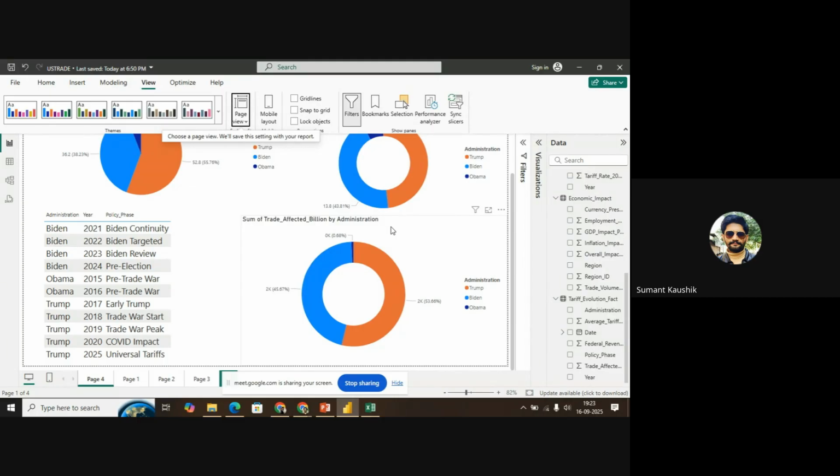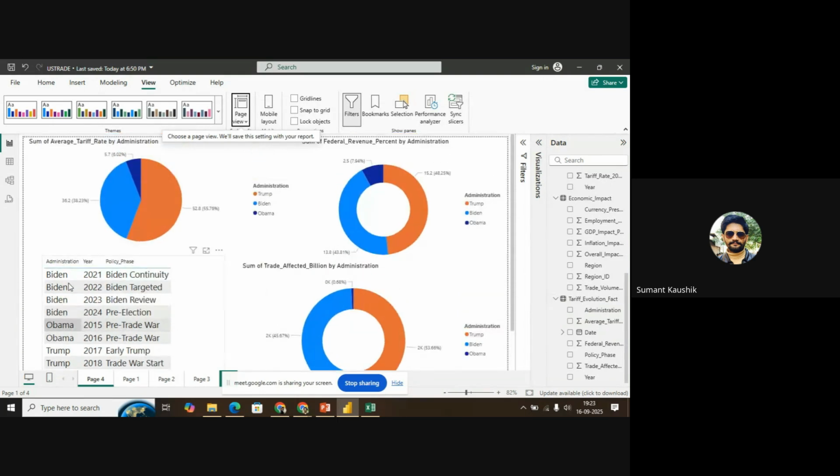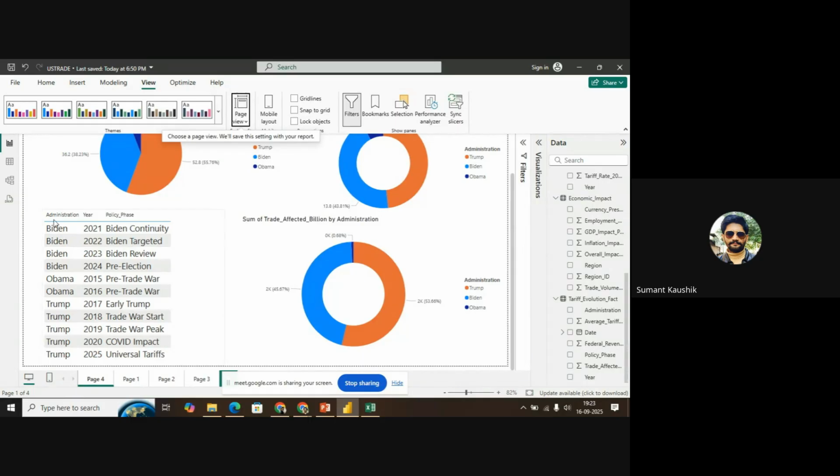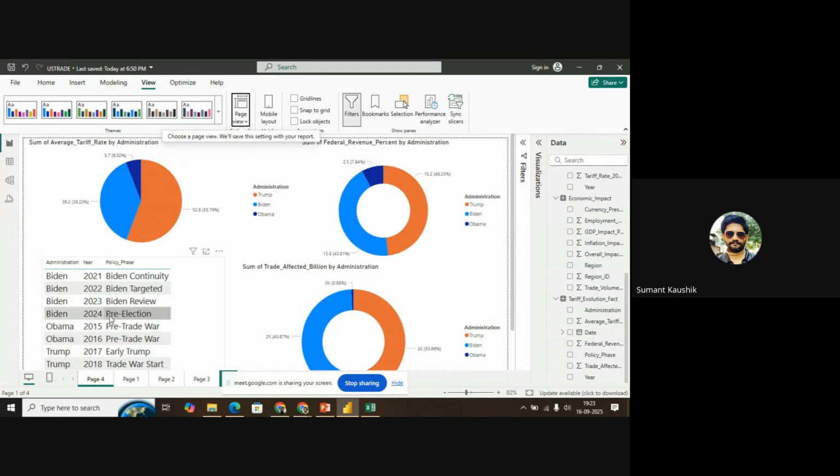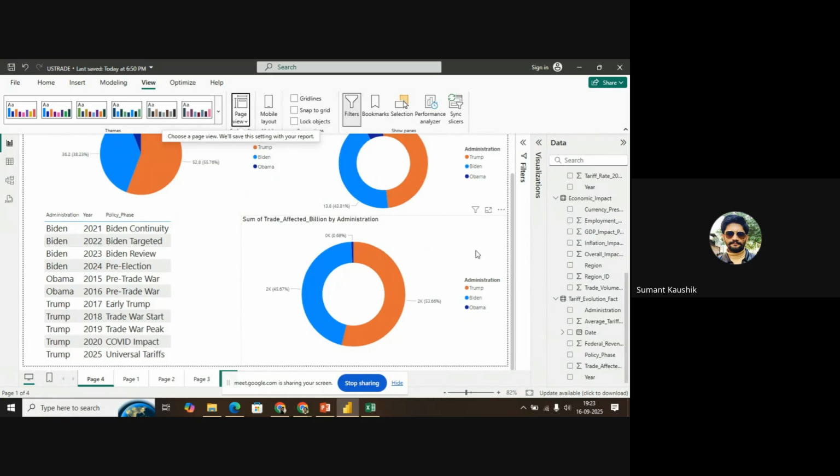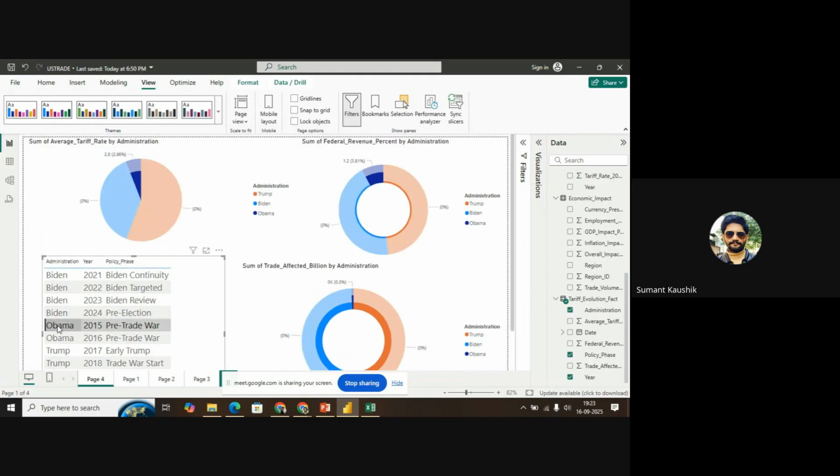So let's start with the Obama administration. In the Obama administration, that is pre-trade war, I select that and only that will be reflected in all the cards. So what is the first card? The first card on the left corner has the administration, year, and policy phase. Above that, we have the average tariff by a particular administration. Then we have federal revenue, and at last, the sum of the trade affected by this administration. So we start with Obama. I select Obama here. Now it will only show what the Obama administration used to have. This is 2015, the pre-trade war.